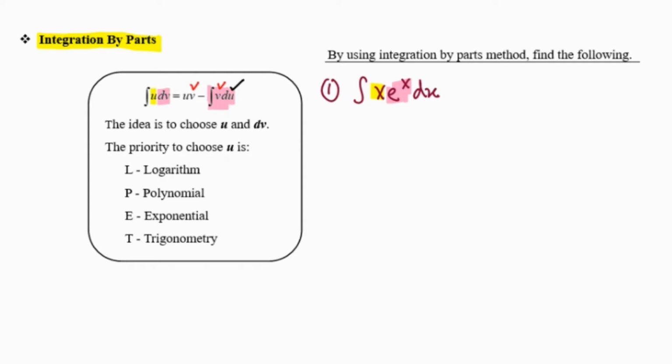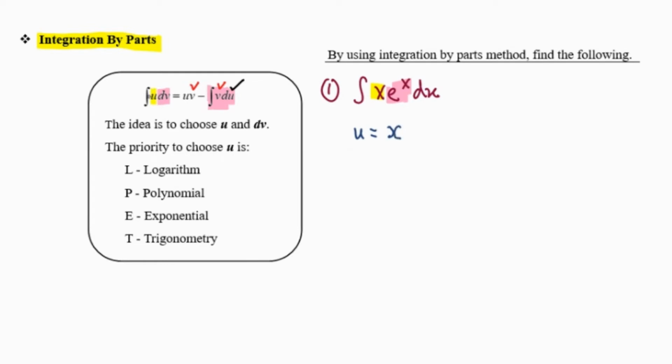Normally in integration by parts, we will meet two different functions like this. x is a polynomial function, meanwhile e^x is an exponential function. So we will start our integration by parts. First, we're going to decide which function to be u. We will choose u by following this order. Do we have logarithm functions? No, we don't. Do we have a polynomial function? Yes, we have a polynomial function, which is x.